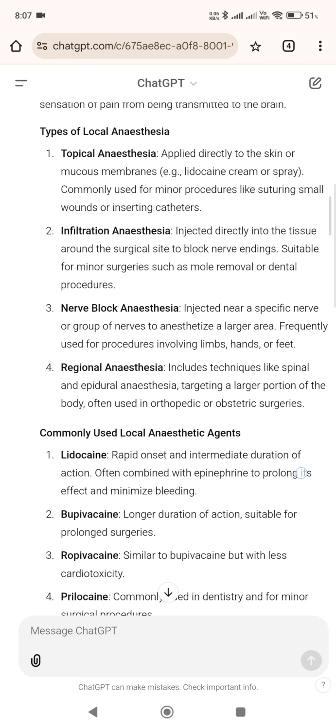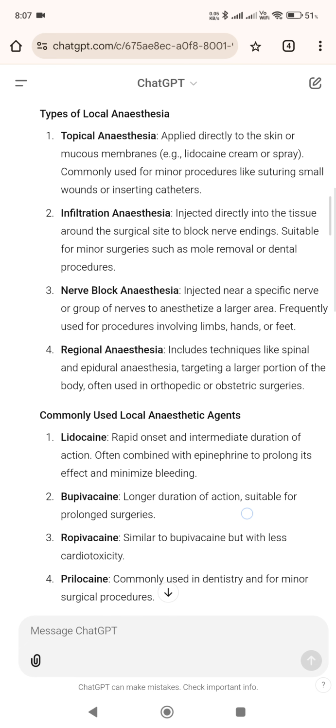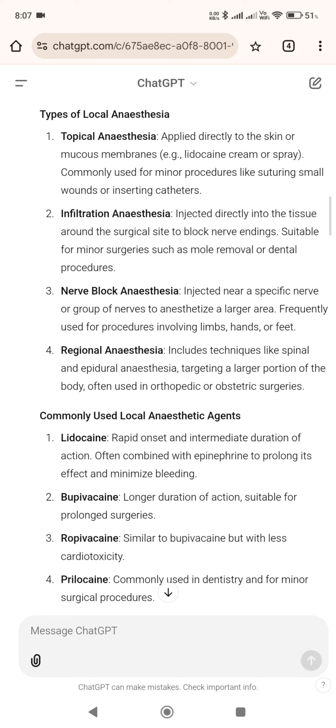Types of local anesthesia. 1. Topical anesthesia, applied directly to the skin or mucous membranes, e.g., lidocaine cream or spray, commonly used for minor procedures like suturing small wounds or inserting catheters. 2. Infiltration anesthesia, injected directly into the tissue around the surgical site to block nerve endings, suitable for minor surgeries such as mole removal or dental procedures.